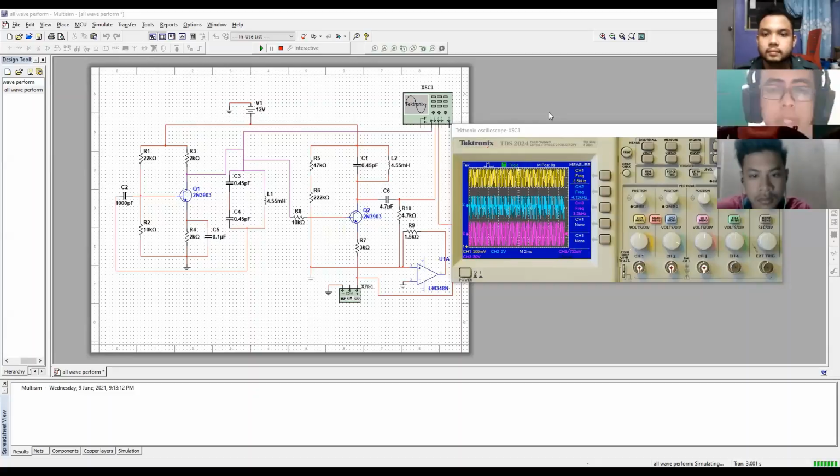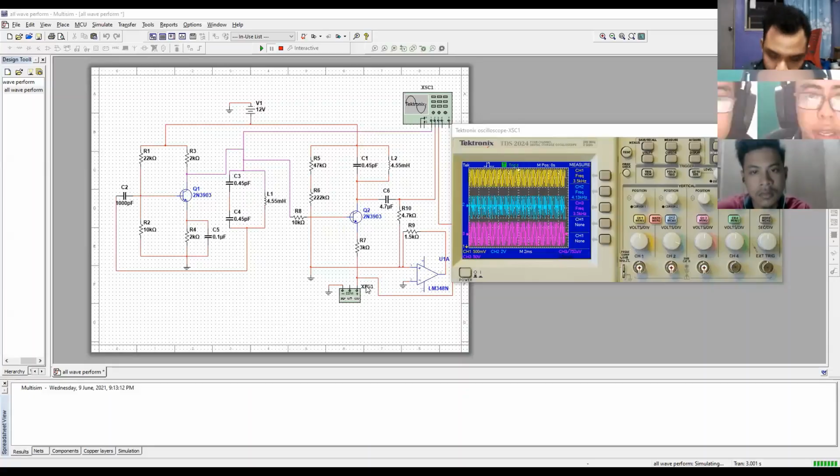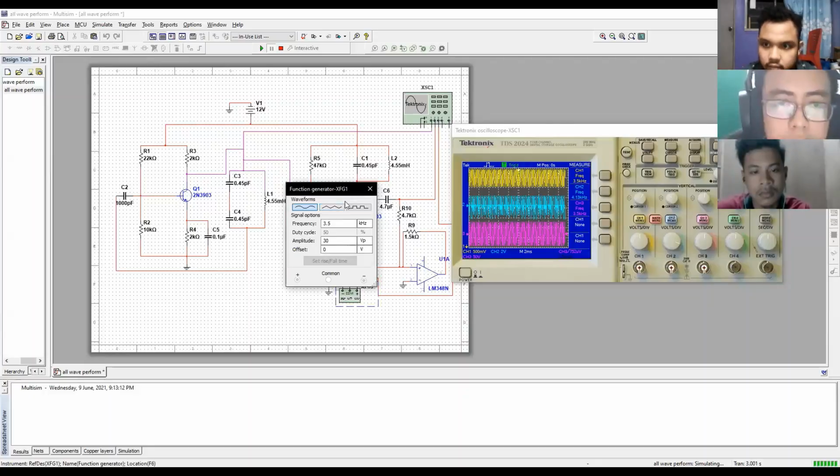Today our project group is going to present about AM modulation. So this is our circuit. We have an LC tune circuit and a carrier oscillator, and we set the function generator to 3.5 kilohertz. This is because this is our question, and we set the amplitude to 30 dB to make the waveform bigger.